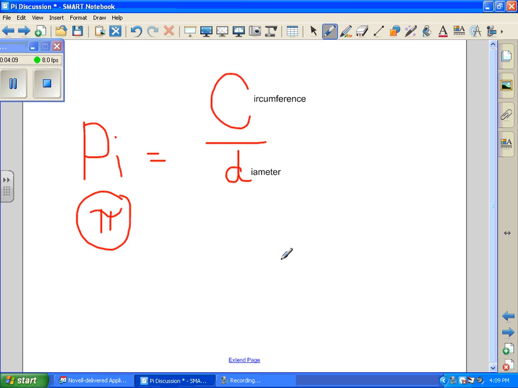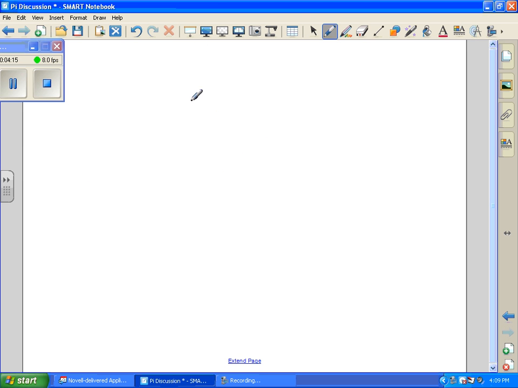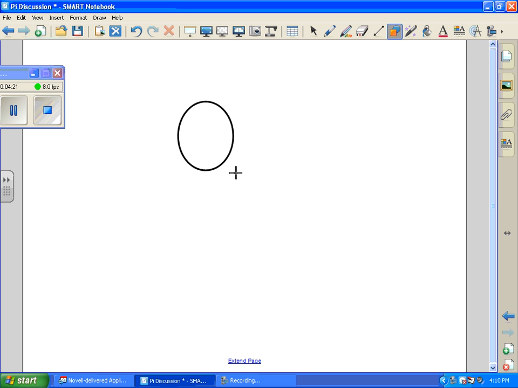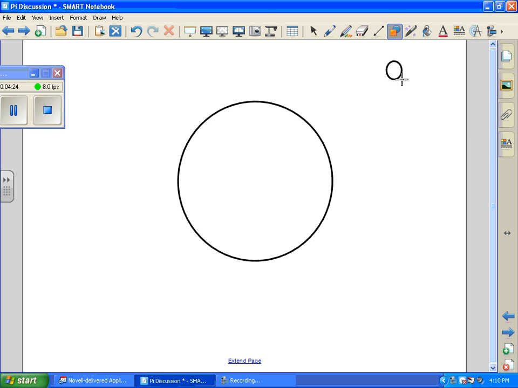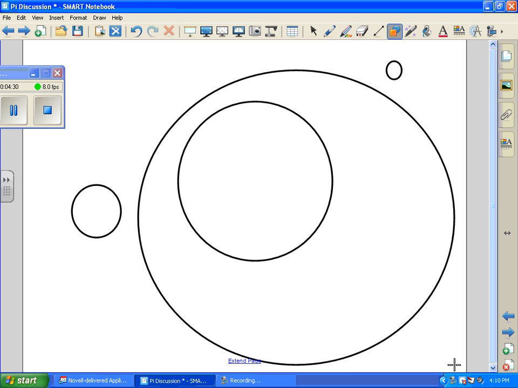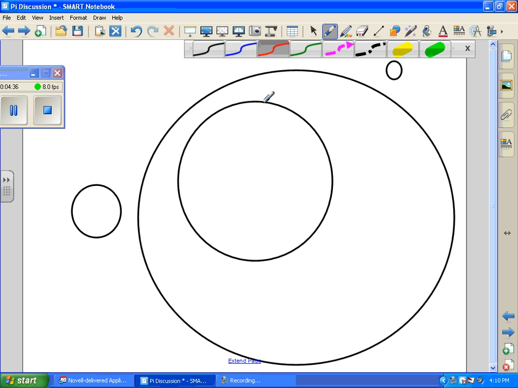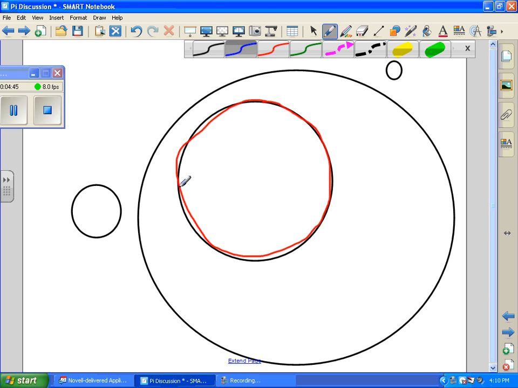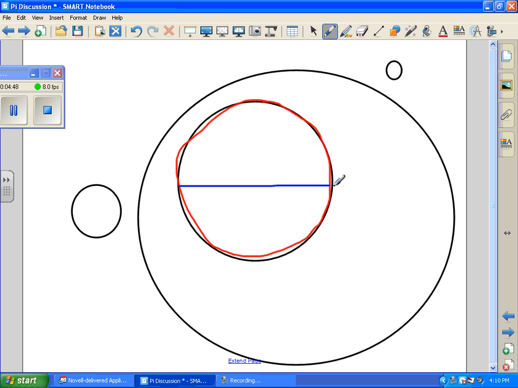So what we're going to be doing in our activities coming up in class is being given some circles, and from those circles we are going to determine pi. We're going to take a circle. It doesn't matter what size the circle is, whether it's a big circle, a little circle, a medium-sized circle, or a huge circle. It doesn't matter the size of the circle as long as we can determine its circumference and its diameter, we can come up with the value for pi.